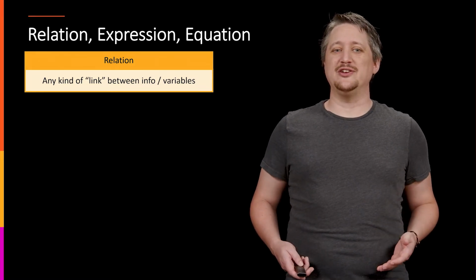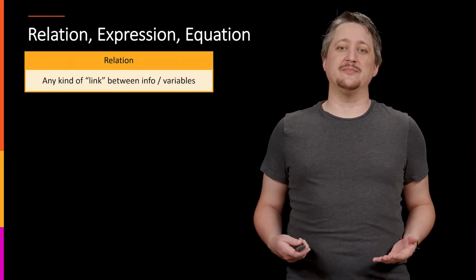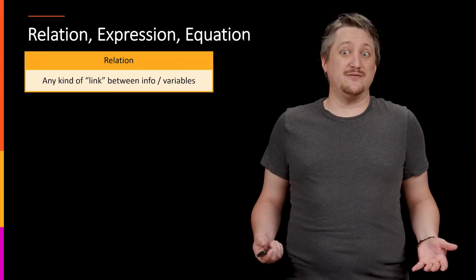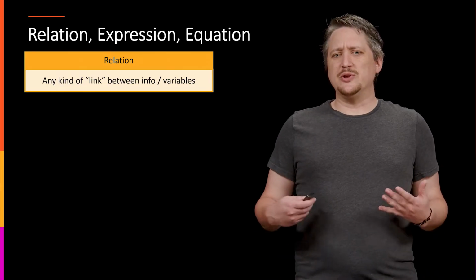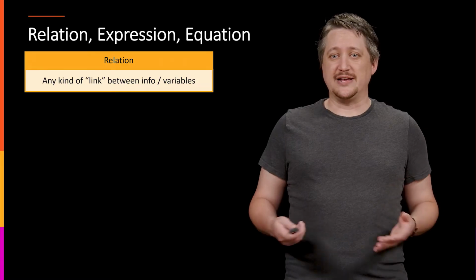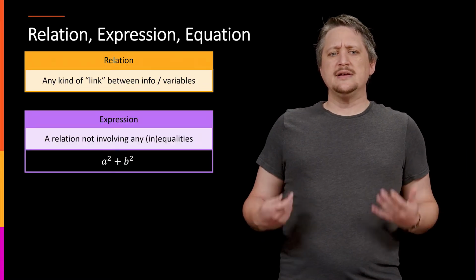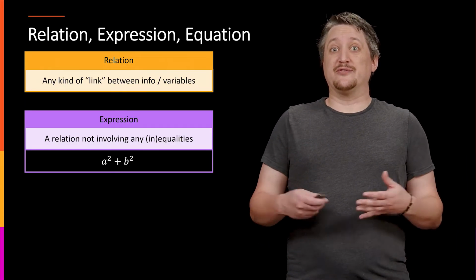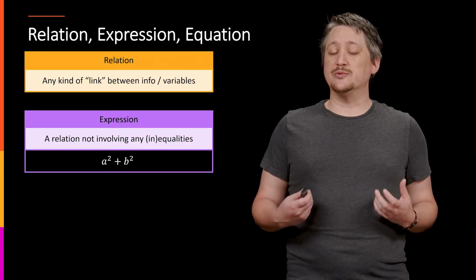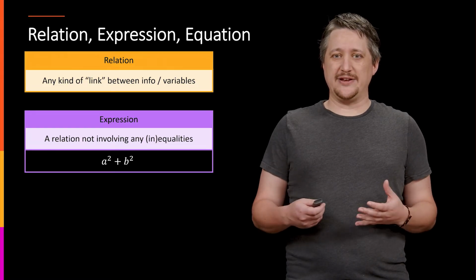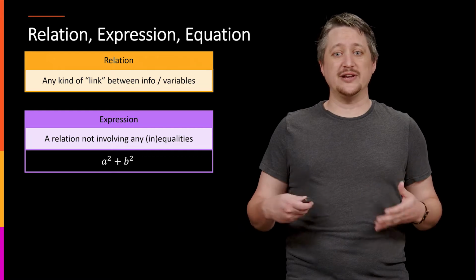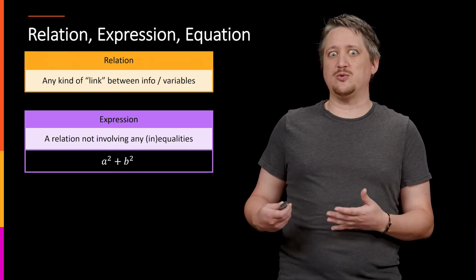So we have this definition: any kind of link between information or variables. It's very general, just like how a verb is very general. So when you think of relation, you want to think of operations like adding, subtracting, multiplying, dividing, things like that. Okay? Expressions then are like the phrases of math. They're how you put together some pieces of information with the relation, but they don't have any of those equalities or inequalities to form the next step, the equations.